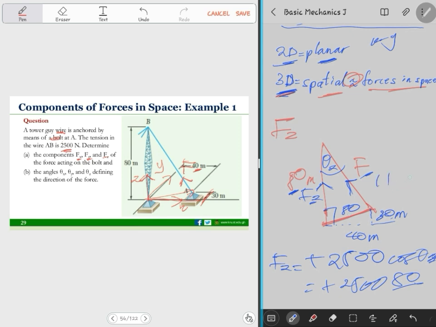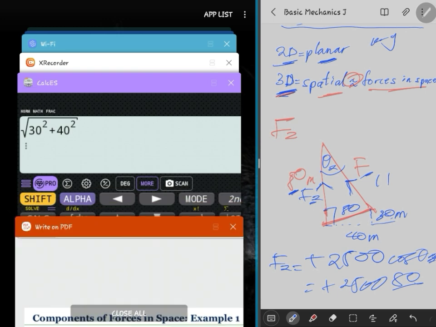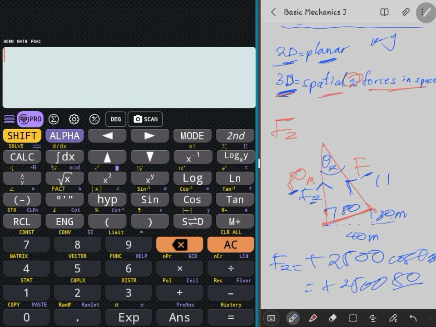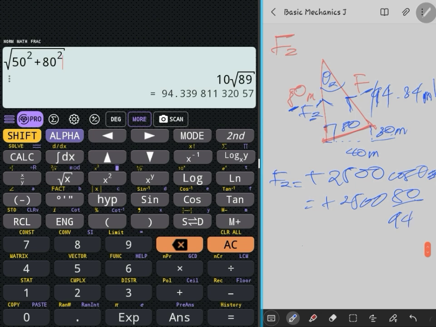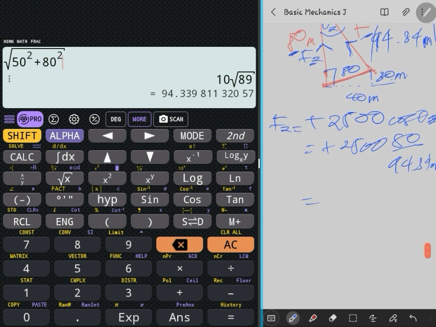Let's see. Now we are using 80 and then 50. So it's 50 squared plus 80 squared, right? So that's giving us what? 94.34, right, meters. Right, so that gives us our FZ, straightforward.